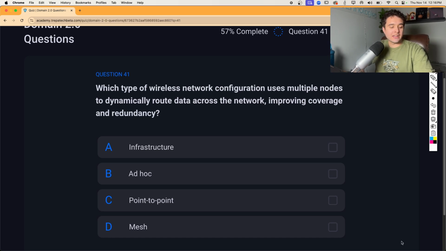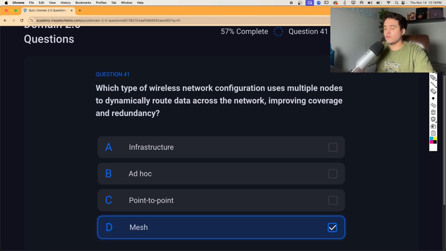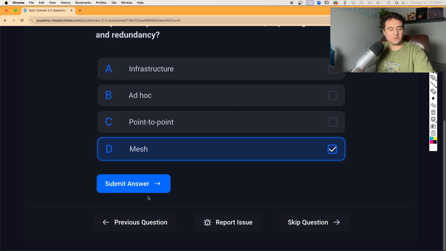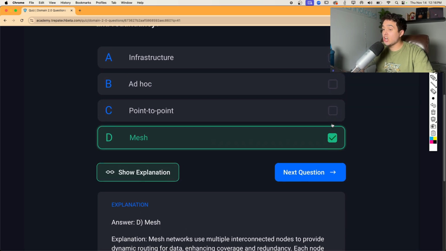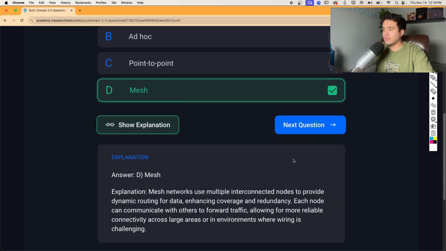I'm going to go with D here. I think this answer is looking for mesh. So yes, mesh networks use multiple interconnected nodes to provide dynamic routing for data. This is typically used with autonomous access points. Go ahead and pause if you'd like to read the explanation.